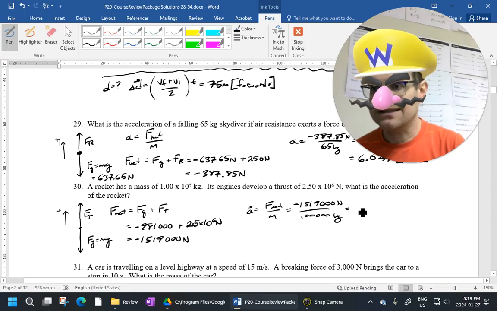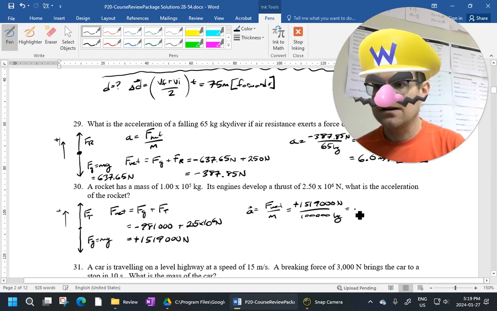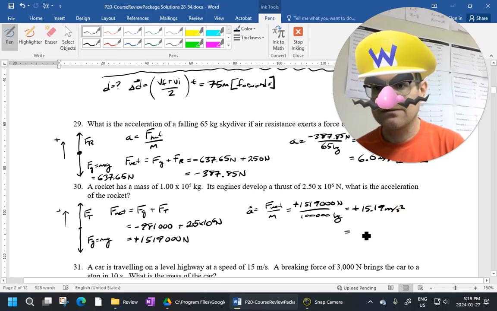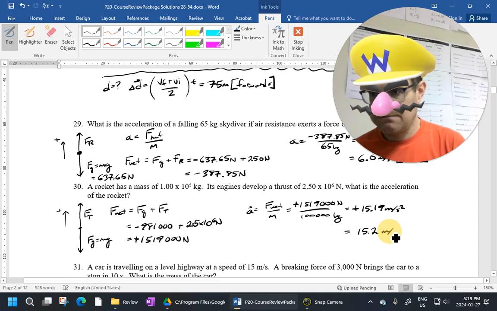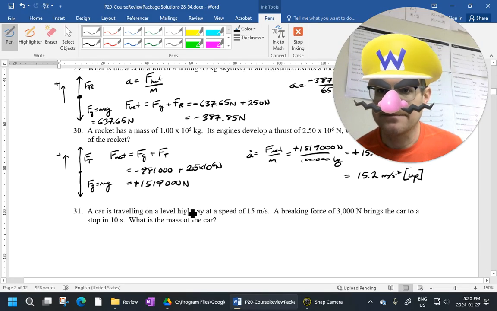Which gives me an acceleration of positive. Oops, sorry. I have a negative. It's actually a positive number here. Positive 15.19 meters per second squared, which means that it's going to be 3 sig digs. So 15.2 meters per second squared. And I got pretty good so far.